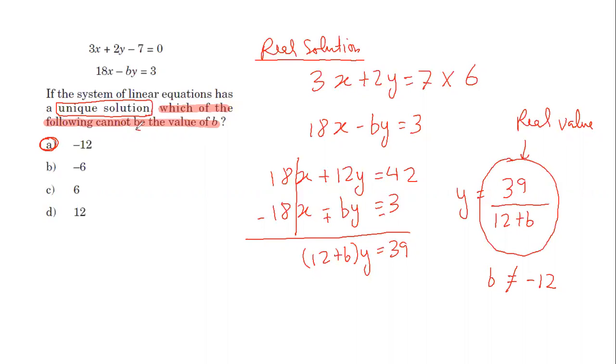Mind it, they are asking me cannot be. So this is how a question on unique solution might appear. So you should know when I say unique solution, it means they will definitely have a solution.